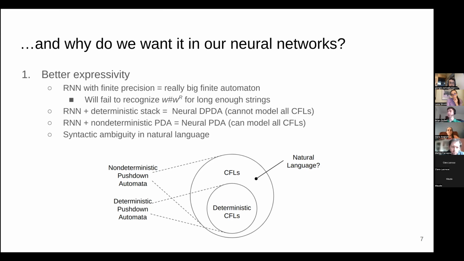So there's been some prior work on combining deterministic stacks with RNNs, but what we're focusing on in this work is that that's really not enough. If you want a type of RNN that can truly recognize all context-free languages, you really need to add a non-deterministic PDA to the RNN, because unlike the case with finite automata, deterministic pushdown automata are strictly less powerful than non-deterministic pushdown automata. And we think this is important for natural language because natural language is full of syntactic ambiguity. So we would like a model that can handle that nicely.